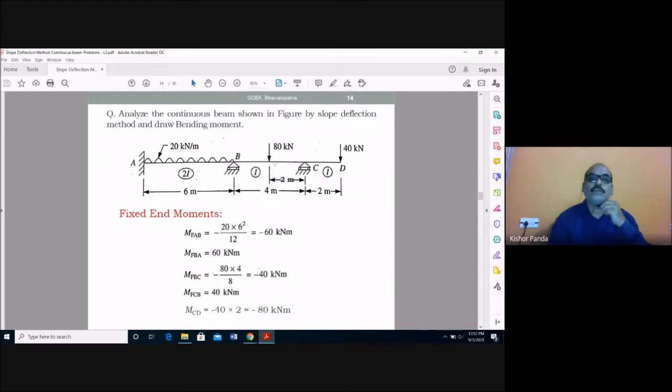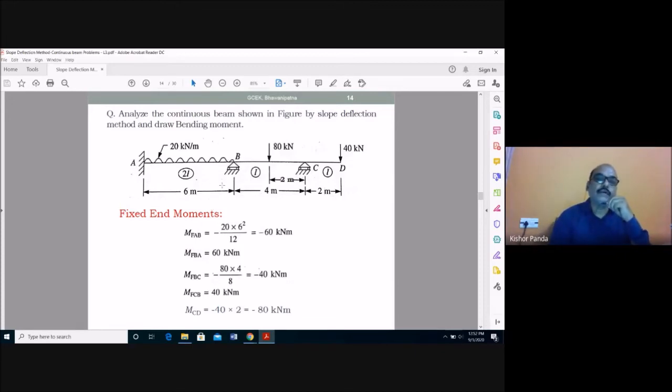And on span BC, there is one point load of 80 kilonewton at a distance of 2 meter. So this is present at the midpoint of BC, and here there is a uniformly distributed load of 20 kilonewton per meter. The moment of inertia for span AB is given as 2I, for span BC it is I, and for CD it is I. The length of AB is 6 meter, BC is 4 meter, and CD is 2 meter.